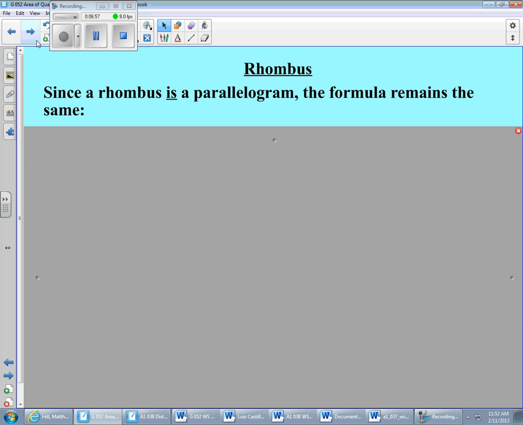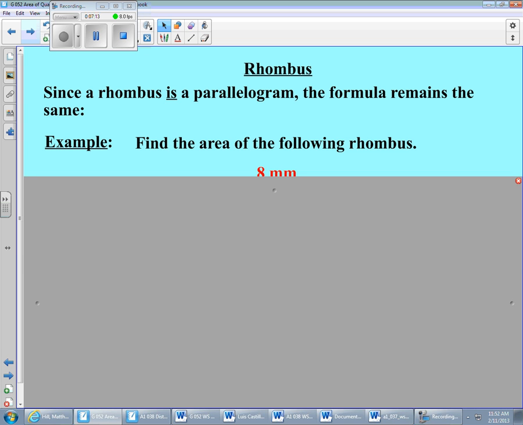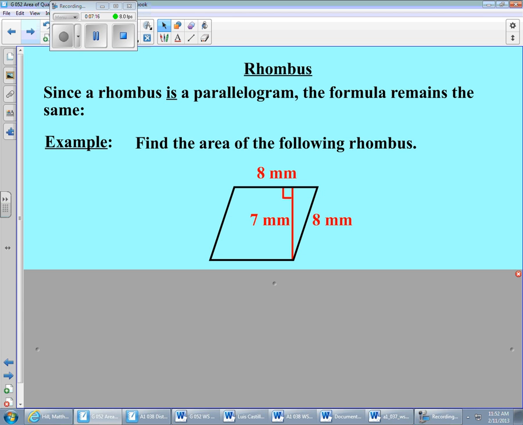Rhombus. Well, good news about a rhombus is that it is a parallelogram. Since it is a parallelogram, we have a formula for finding the area of a parallelogram. So if they want to throw us a rhombus, that's fine. We will take the rhombus and we will treat it just like a parallelogram because it is a parallelogram.